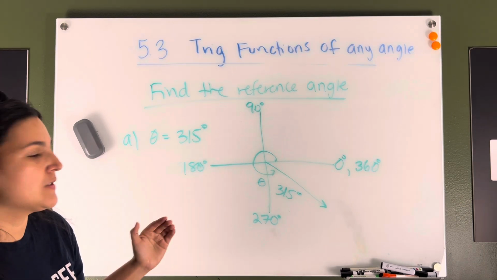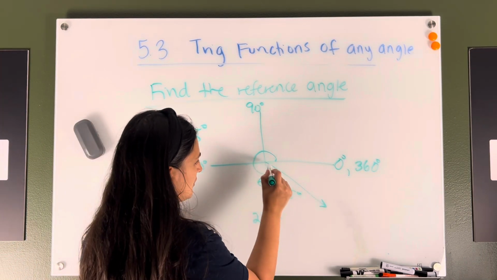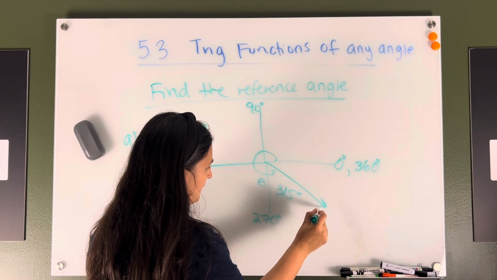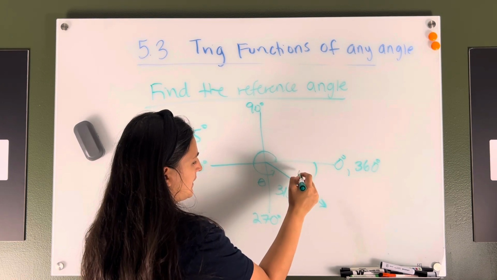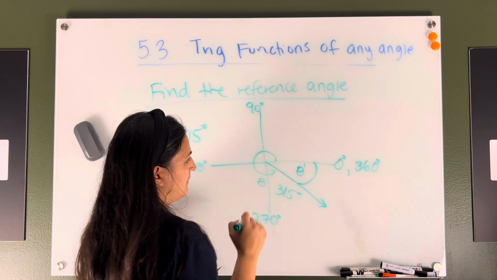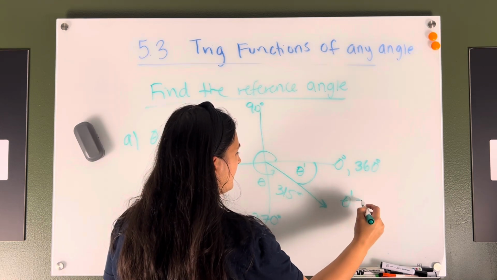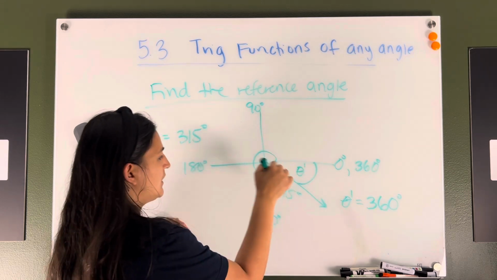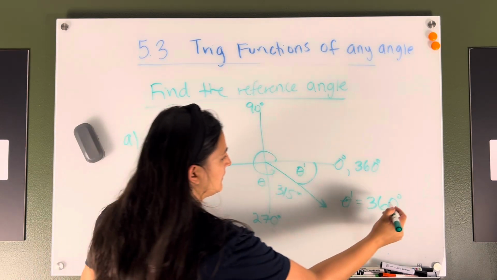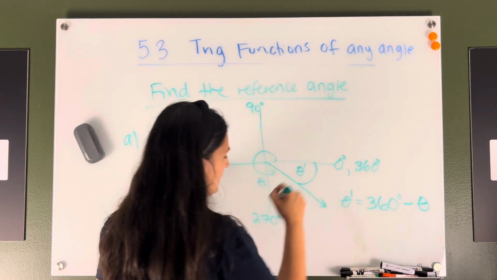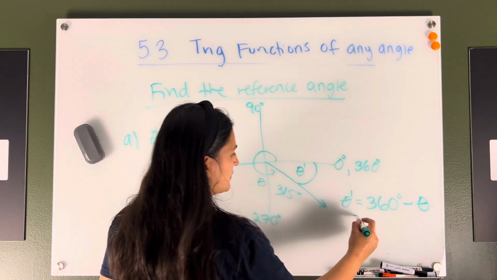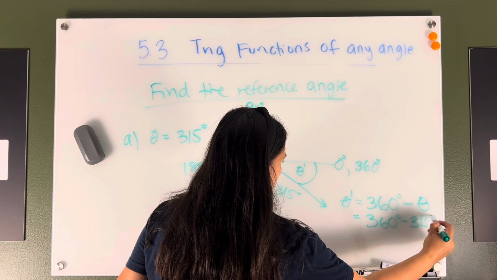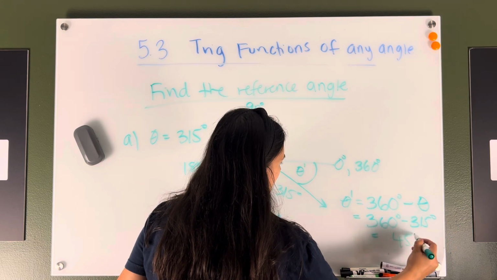Remember, the reference angle is the acute angle that's formed between the terminal side created by theta and the x-axis. So this is going to be theta prime. How do we find theta prime? Theta prime would be the whole circle, 360 degrees, minus theta, and that would give us the acute angle that remains. So that would be 360 degrees minus 315 degrees, which is 45 degrees.